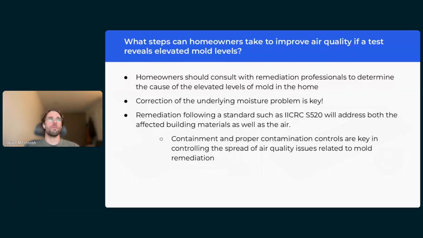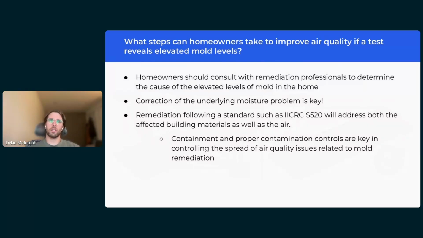With mold, if you've been on our webinars before, if you're familiar with mold testing, correction of the underlying moisture problem really is the key in addressing a mold issue. If you don't address the moisture problem, then the mold will continue to come back. And making sure remediation follows the standards such as IICRC S520 will address both the building materials that are impacted as well as air and other surfaces.